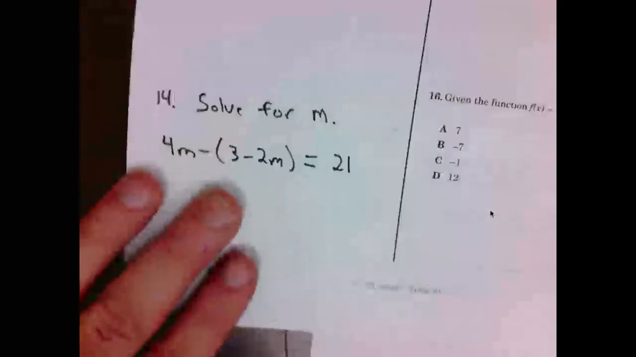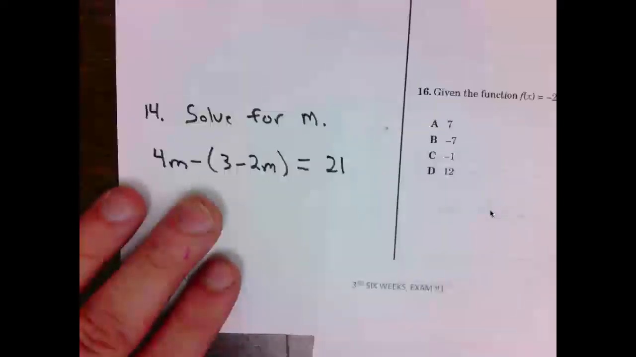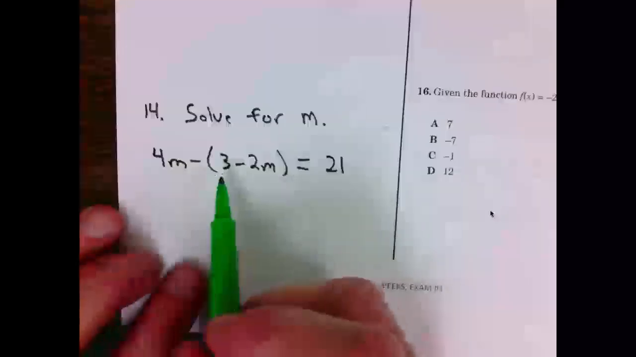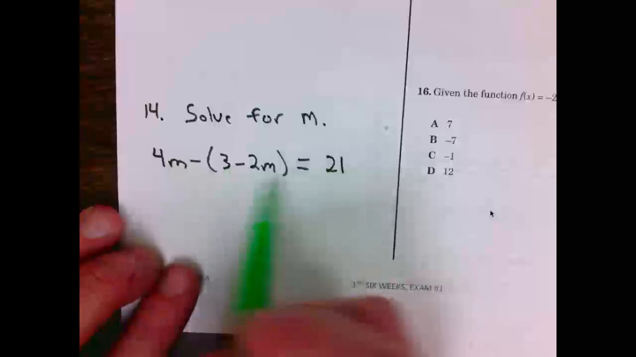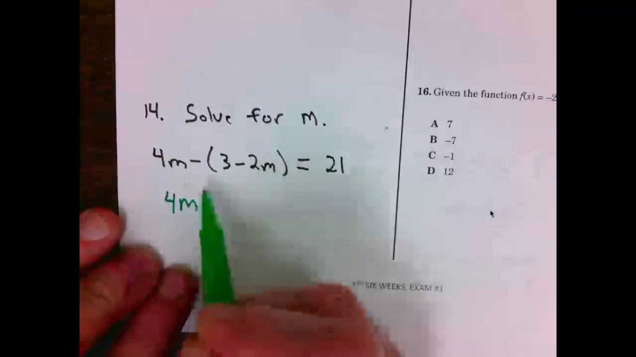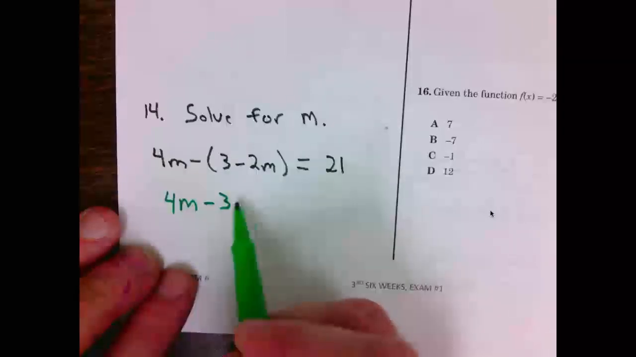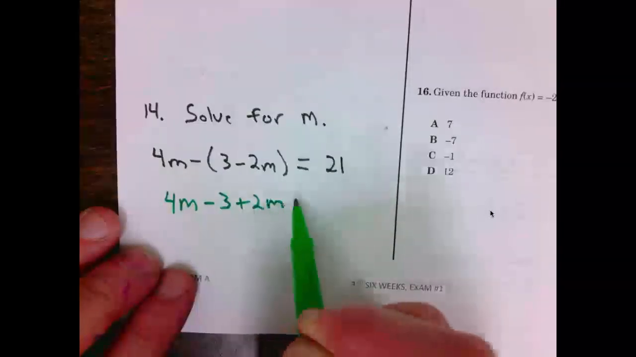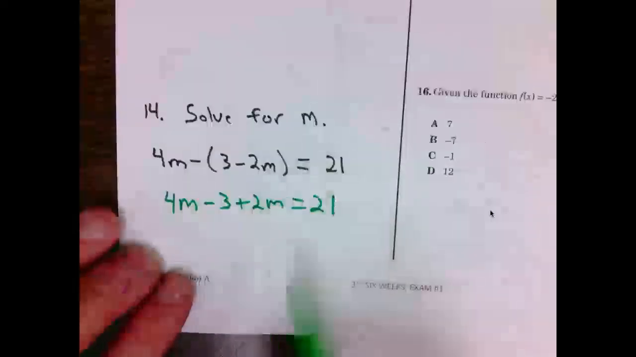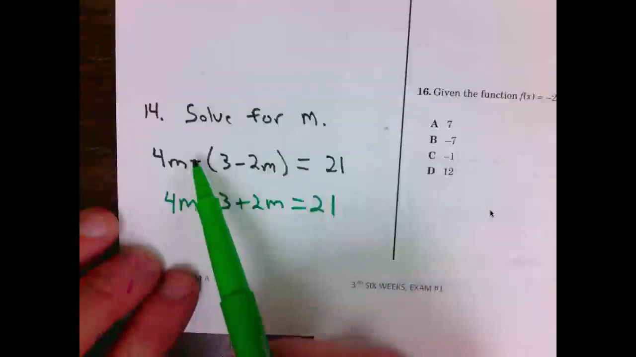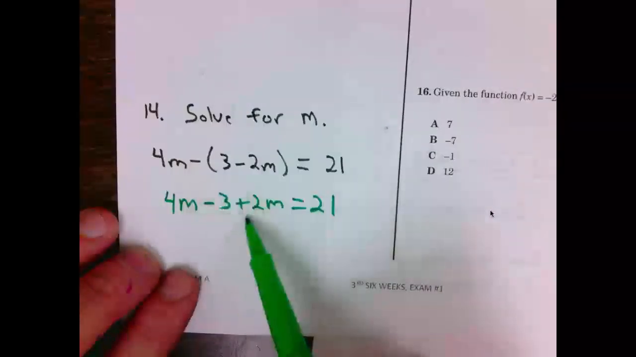Number 14 says solve for m. We've been working warm-up problems this week much like this one. I'll help you get started. We'll distribute this subtraction. 4m, positive 3 becomes minus 3. Minus 2m becomes plus 2m equals 21. I think you can go from there. When we're subtracting in parentheses, we change both signs inside.